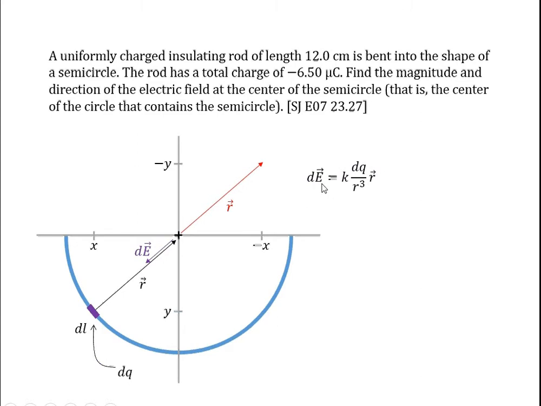Calculate that little bit of electric field due to this charge. It's going to be k, the Coulomb constant, times the amount of charge divided by the distance cubed, and then times that full vector r. The full vector r, we can replace it with its coordinates here in i-j notation. That's going to be the negative of x times the i, plus the negative of y times the j.